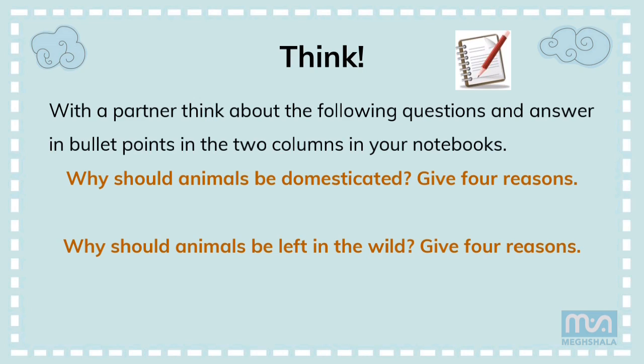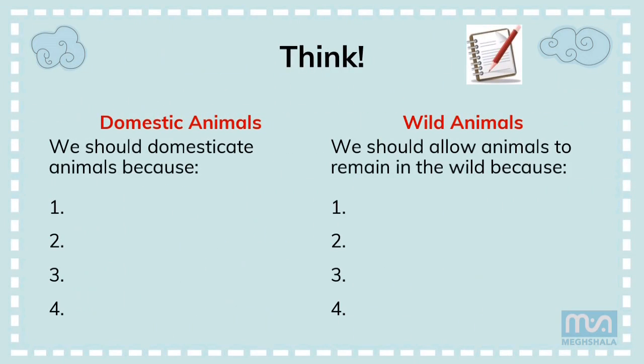And the second question is, why should animals be left in the wild? For this question also you have to give 4 reasons. So think about this for a minute, then discuss with your partner and write down your answers as bullet points. Like, we should domesticate animals because, then you list your points 1, 2, 3 and 4. In the same way, we should allow animals to remain in the wild because, then you again list out 4 points 1, 2, 3 and 4. So your time starts now. Think with your partner and write down the points in your notebook.